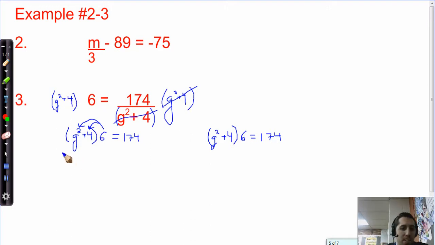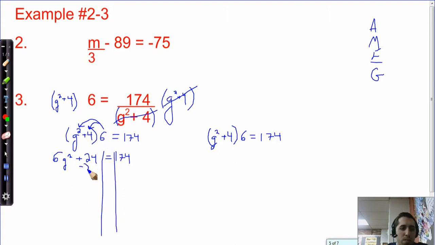I can multiply them both by 6, in which case we'd have 6 times g squared plus 6 times 4 is 24, equals 174. A Meg is going to say, okay, now you're ready to start undoing things. What are we going to undo first? Well, I want to undo addition and subtraction, so I'll subtract 24 from both sides. 174 minus 24 is going to be 150, which is a pretty nice number. We'll have 6 times g squared is 150.